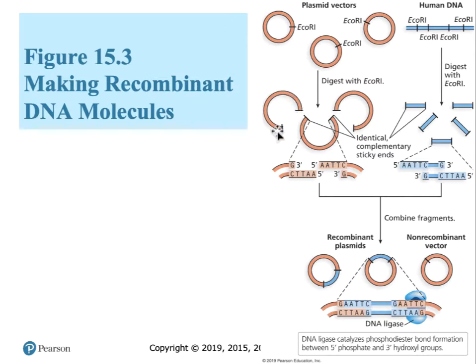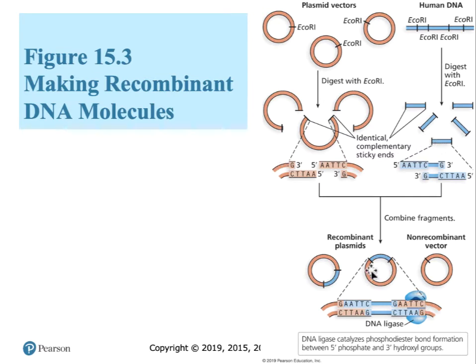You can get the vector closing back up. That's what we see here. That's no good. You can get these inserts going into this plasmid, which is what you might want. Or you can get these going in backwards into this plasmid. Or even two of these going into one plasmid. Or even two of these plasmids coming back together to form a double ring. So you can see you get lots of artifacts.